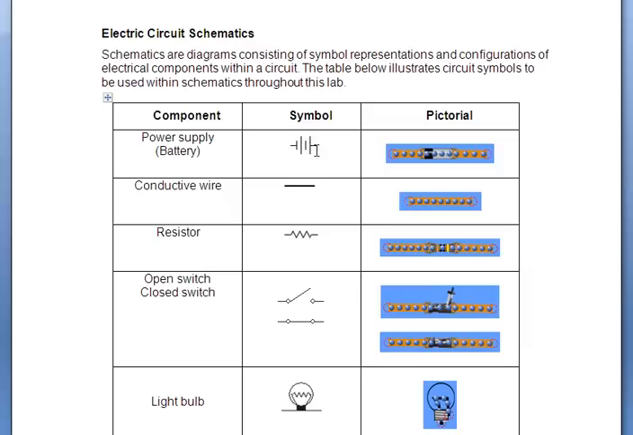If you click on symbols in the program, it'll show you these symbols, and this is what they mean. And these are wires and resistors and batteries and those kinds of things. These are like pictorial views of the same thing.